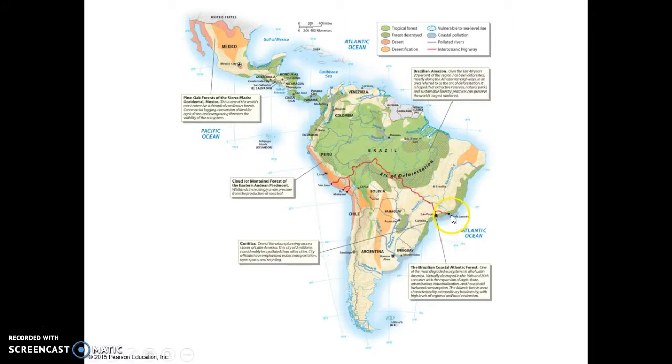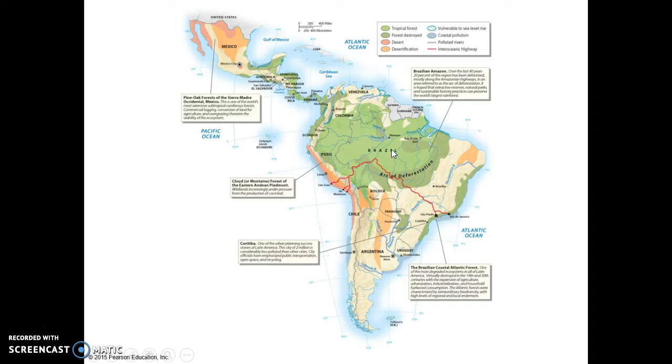Here, this red line is the interoceanic highway that has been completed. So it crosses from the Atlantic to the Pacific. It goes from Brazil to Peru. And whenever they build these highways, there's a wave of deforestation because it creates access points for people to come in.